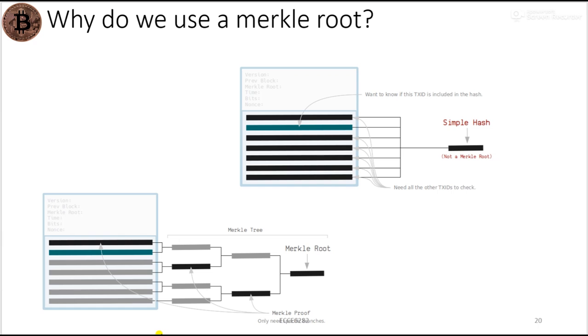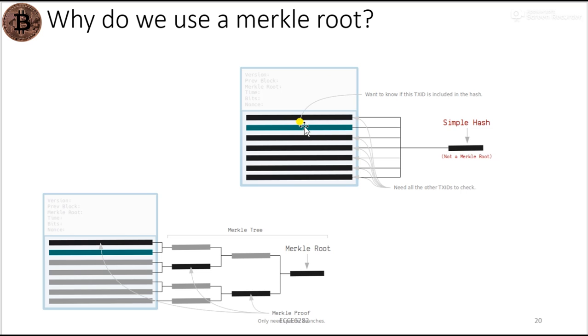Now the question is, why do we use a Merkle root? Why don't we just create straight away a hash of all these transactions together and create one simple hash? We join all these transactions together and create one single hash out of it instead of a Merkle root. Now let's suppose we do something like this: instead of creating a Merkle root, we create a simple hash and we want to verify any of the transactions, like we want to know if this transaction is included in the hash or not. Now how can you do so?